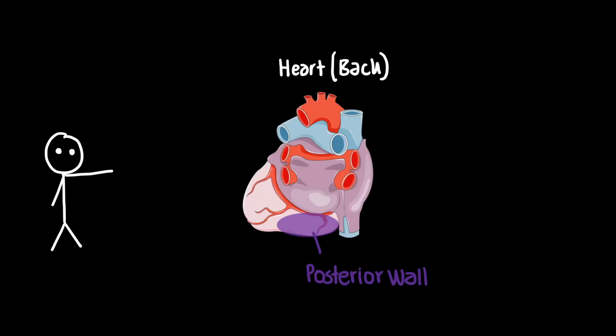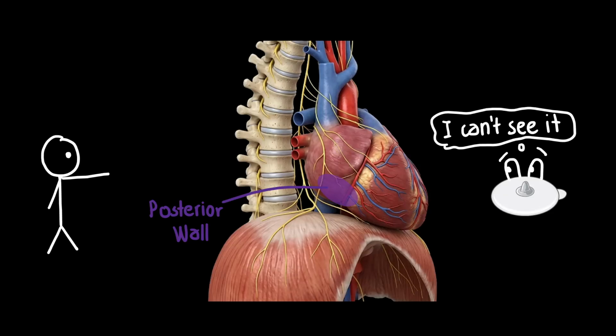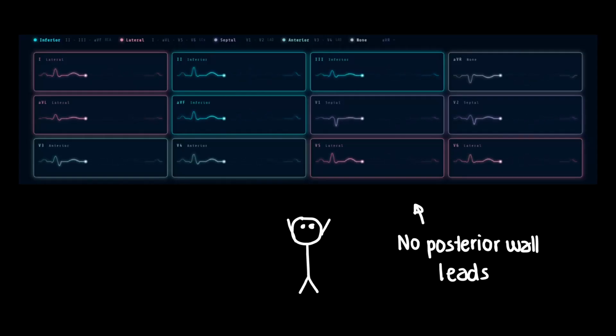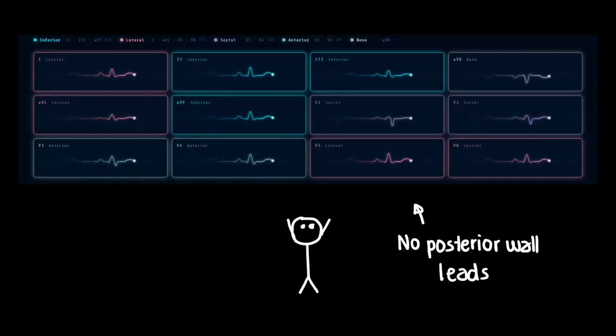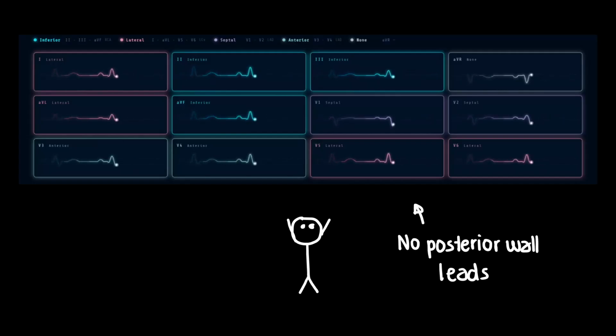Now here's where the map has a problem. The posterior wall. It's located at the back of the heart, facing away from the chest wall. There are no leads directly watching it. None of the 12 leads sit behind the heart, which means the posterior wall is the one part of the heart the standard ECG cannot see directly. And this is not a small problem.